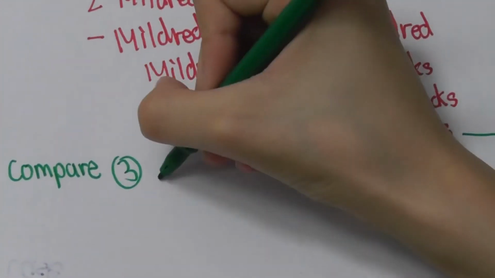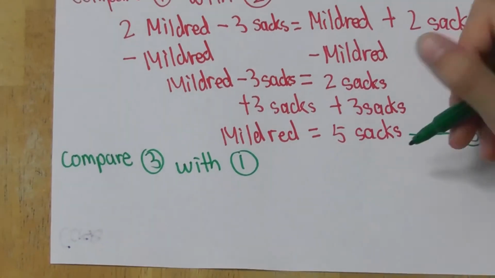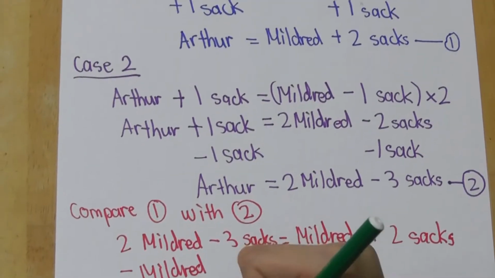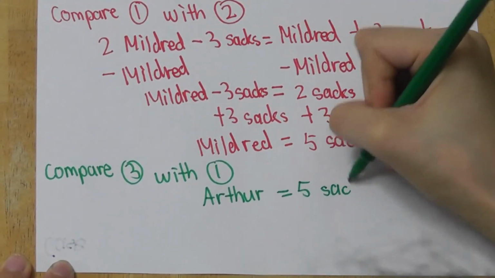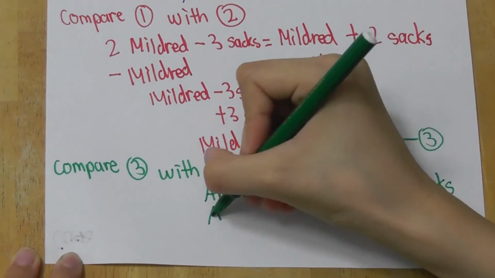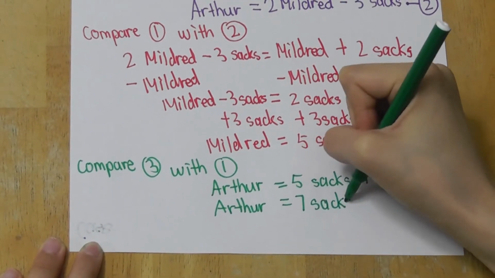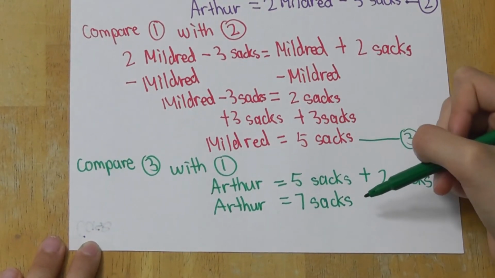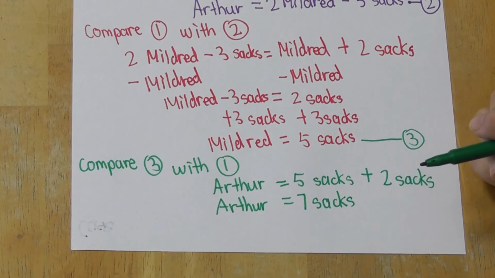Now, compare equation 3 with equation 1 by putting this number into here. And that will mean Arthur equals 5 sacks plus 2 sacks. So that will mean Arthur equals 7 sacks. So now we can see Mildred has 5 sacks and Arthur has 7 sacks.